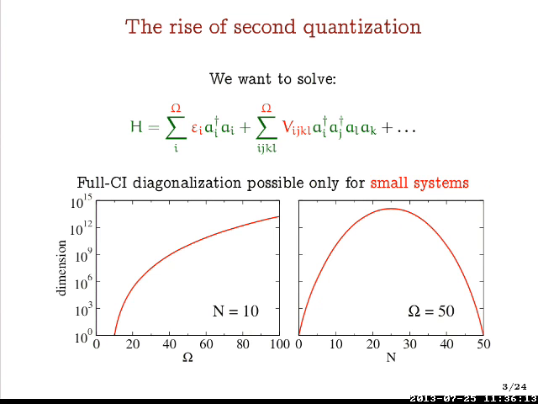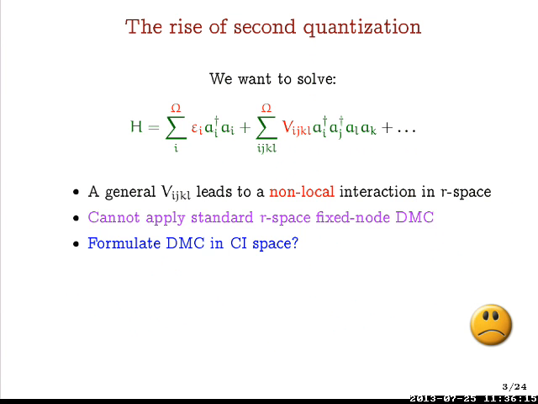So can we do something better by using stochastic methods? As I said, you cannot use standard fixed node R space Monte Carlo with these Hamiltonians. The question is, can you apply Green's function Monte Carlo? Well, this interaction is non-local in R space. At least I don't know how to do the standard Monte Carlo, which relies on locality, for a Hamiltonian like this, which is written in an arbitrary basis.